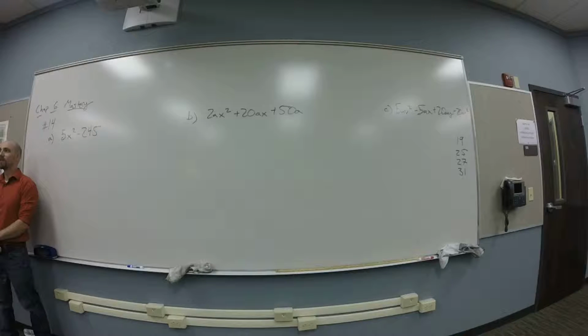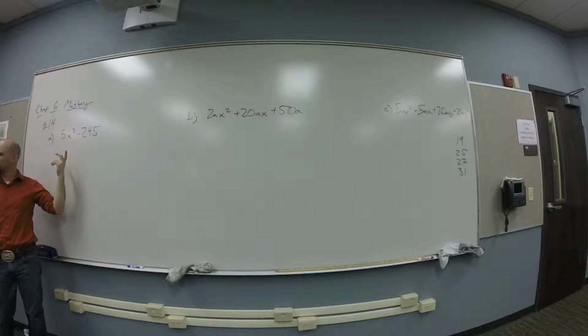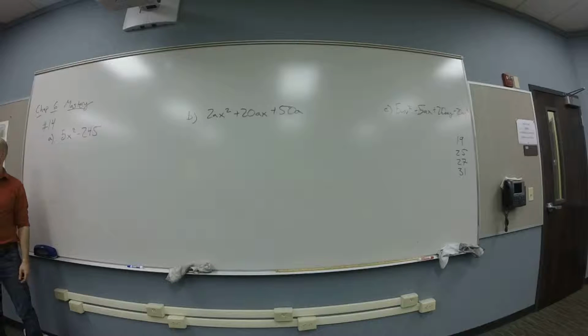That there's no b? Yeah, there's no middle term, right? Usually there's some x squareds and then some x's and then some numbers, right? This one's got the x squareds and the numbers, but it's missing that middle bit.